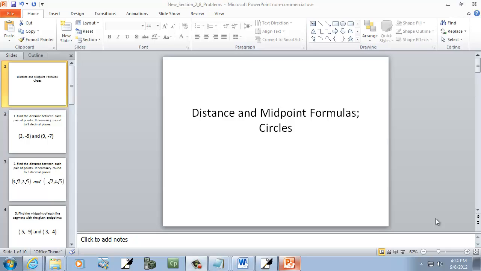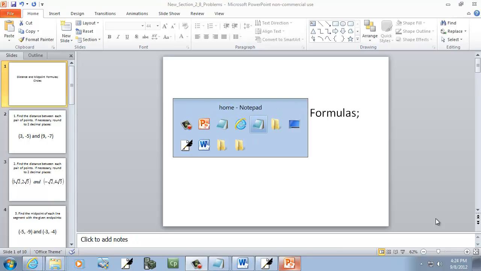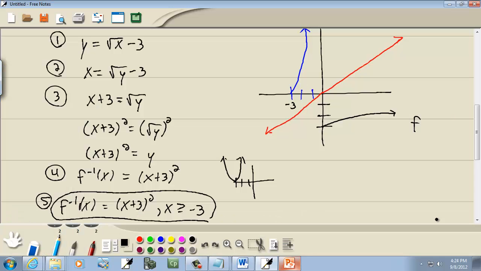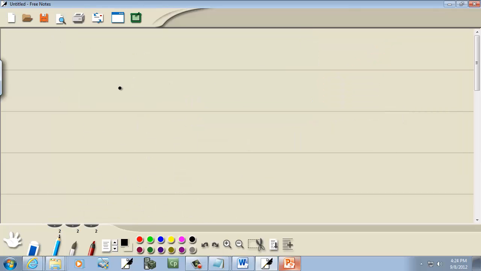Let's take a look at the distance and midpoint formulas and circles. First thing we'll talk about is the distance formula. Let's start a new page. And our distance formula goes like this.